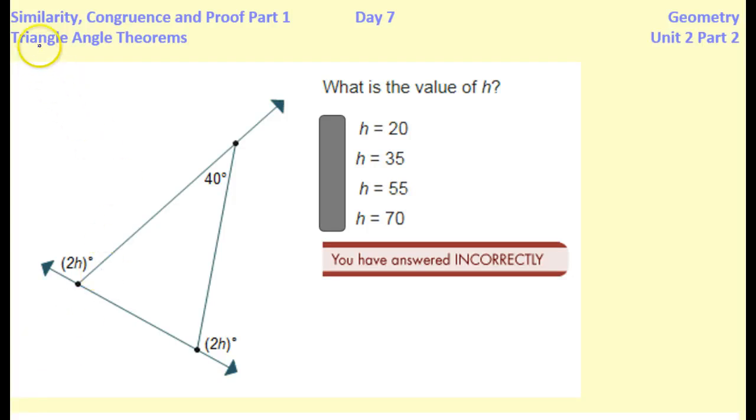This video is about triangle theorems. So let's start with this problem. We need to find the value of h.